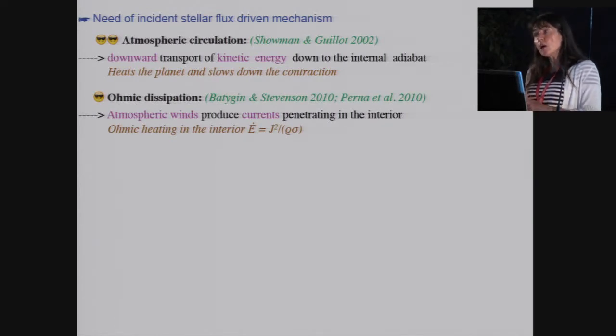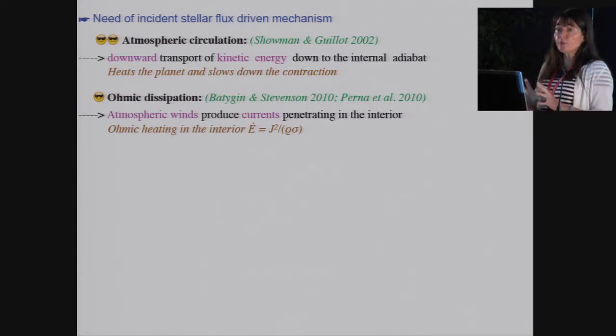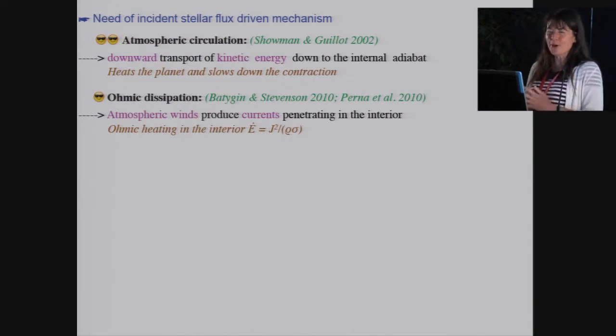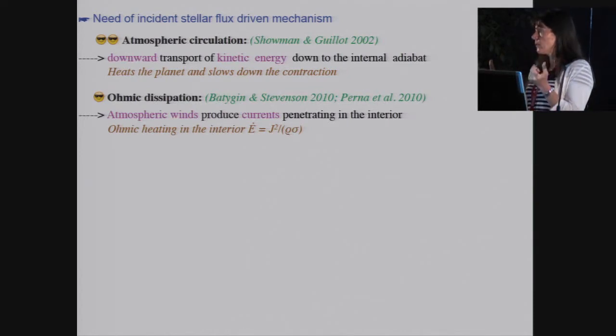So I think there are now two favored mechanisms for that. The first is pure atmospheric circulation, which was suggested, I would say, a long time ago by Showman and Tristan Guillot. The idea is that your strong winds due to irradiation could somehow induce a downward flux of kinetic energy, heating the deeper layers. This is still under study, and it has not really been proven.